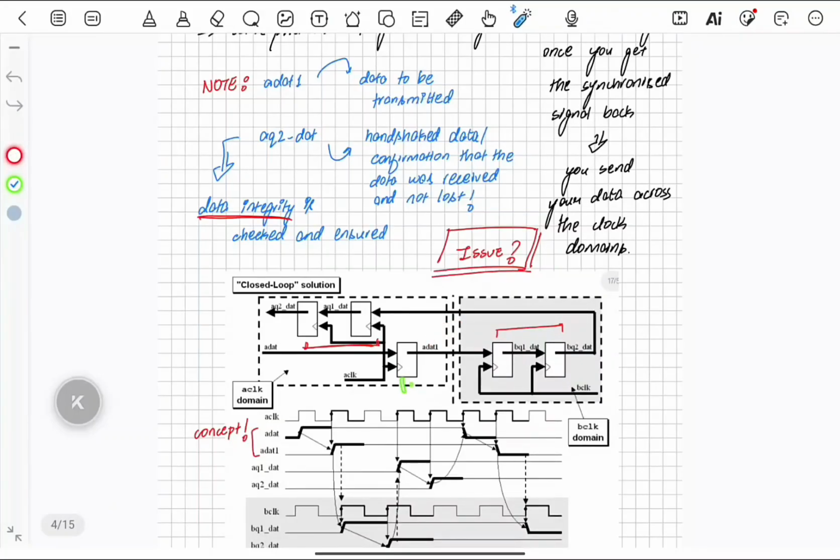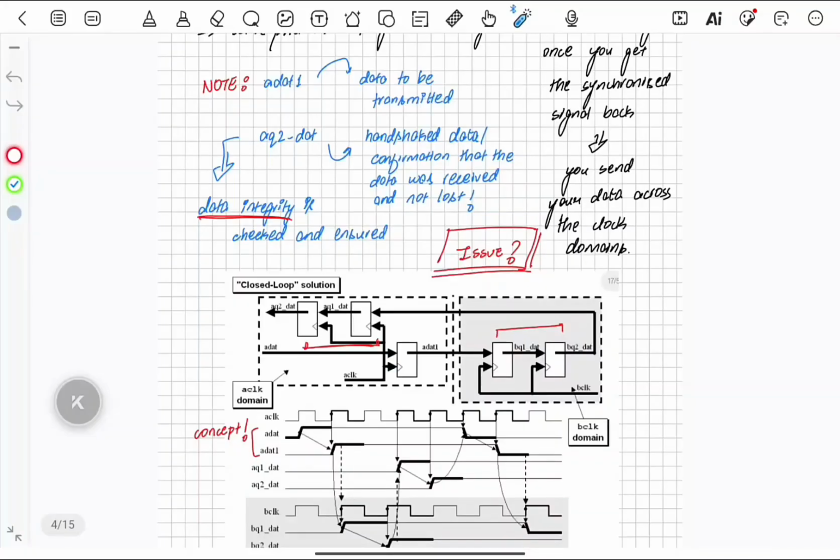This is the launch flop, this is the capture flop, and you have a synchronizer setup. Once you send the data, it will get synchronized. This synchronized data is sent back to the transmitting domain, and that again is synchronized. Once this is synchronized, it is sent to some logic here. This logic will process this AQ2 data, know that the A data 1 has reached this domain, and send the next data packet.